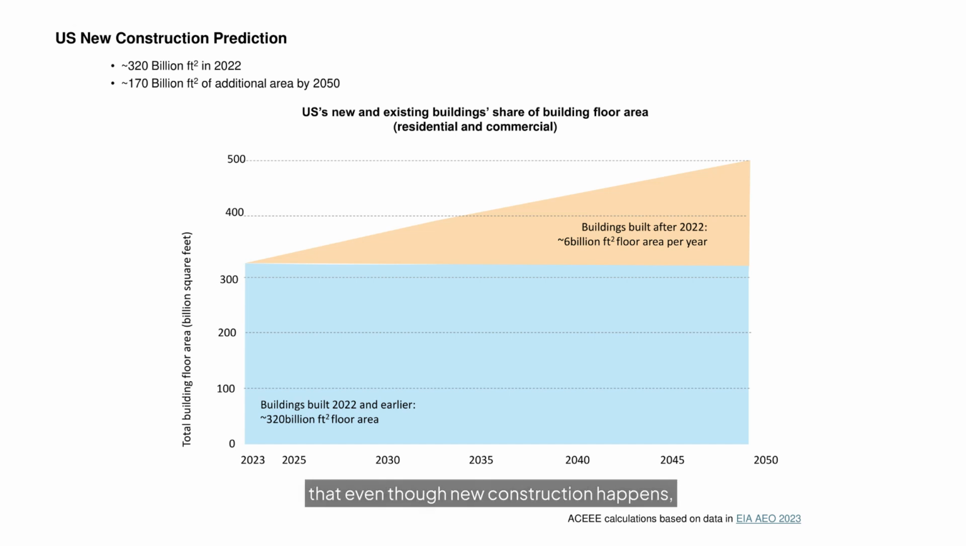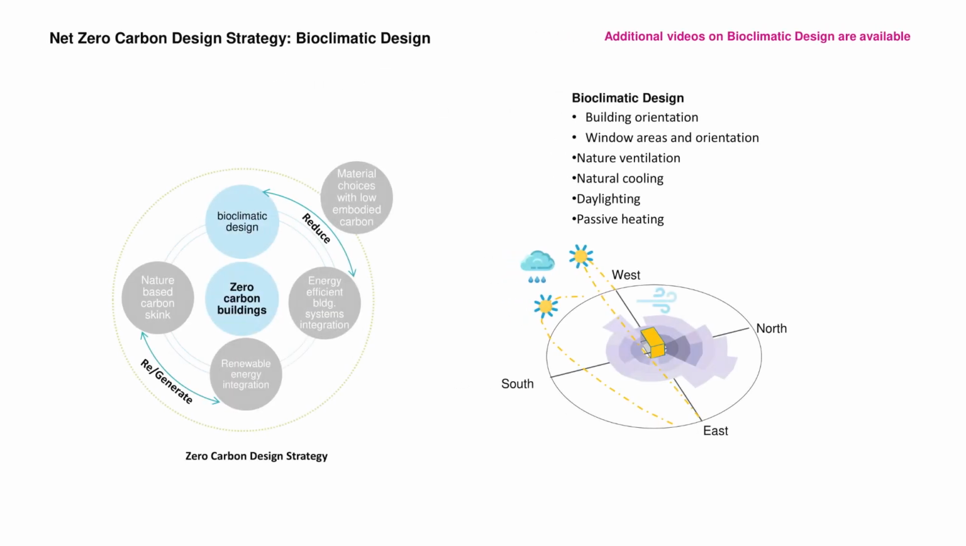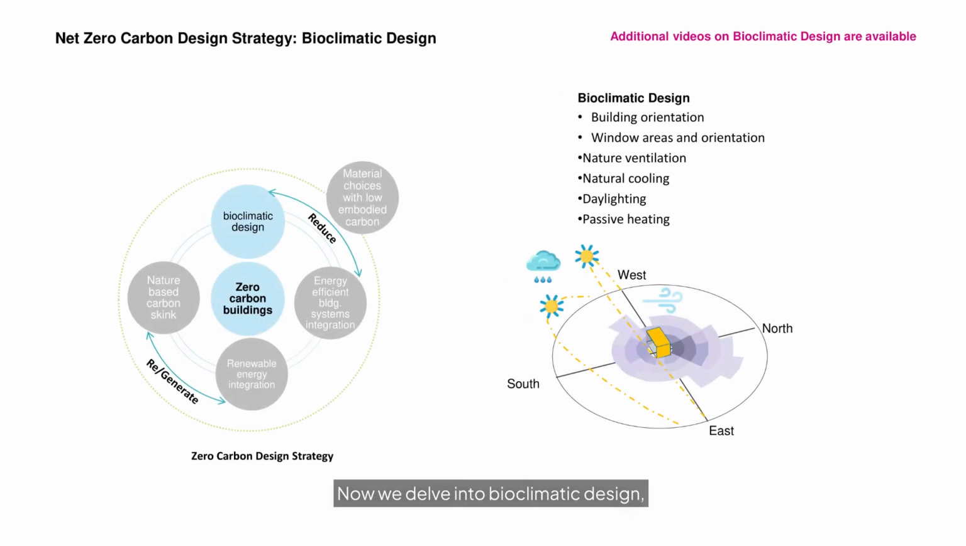These projections underscore the fact that even though new construction happens, most buildings in 2050 will be retrofitted from existing building stock. Designing and retrofitting obsolete buildings with low carbon principles presents a critical opportunity for emission reductions. Every new square foot needs to be designed with aggressive energy reduction and decarbon strategies because the cumulative impact is huge. Now we delve into bioclimatic design, one of the reduce strategies.